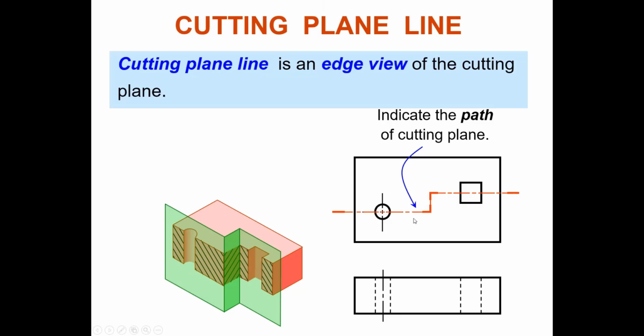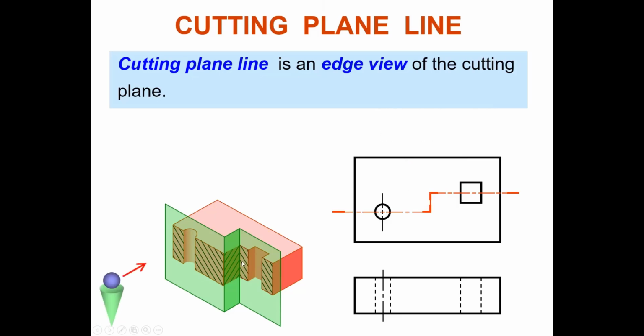So by doing this offset section, we can represent the section view of the round hole and also the square hole. So we cut like that, and what we see, we then do section lines. This is how it looks on the front view with section lines. Okay, so we can see the internal of this round hole and also the square hole.